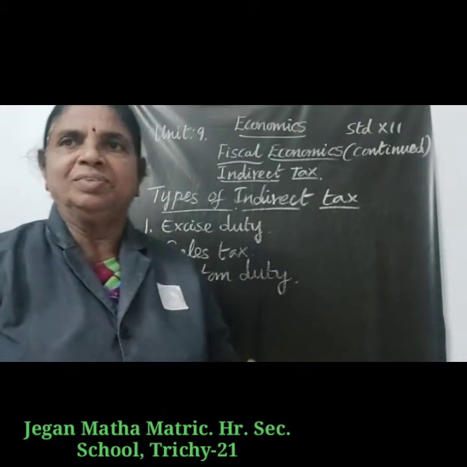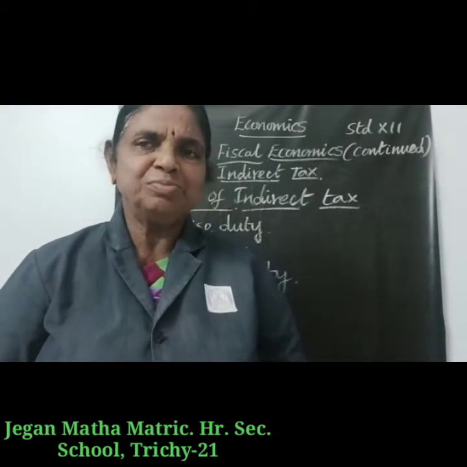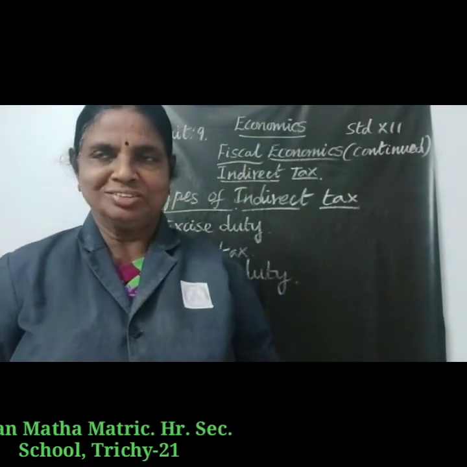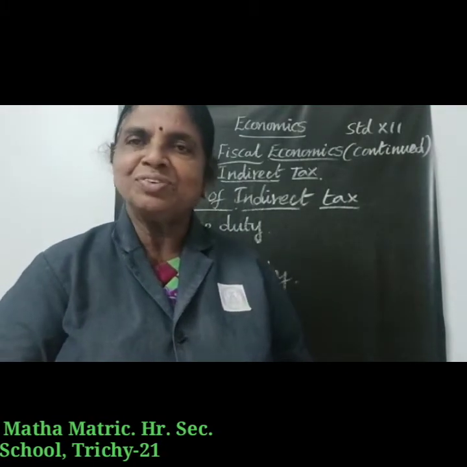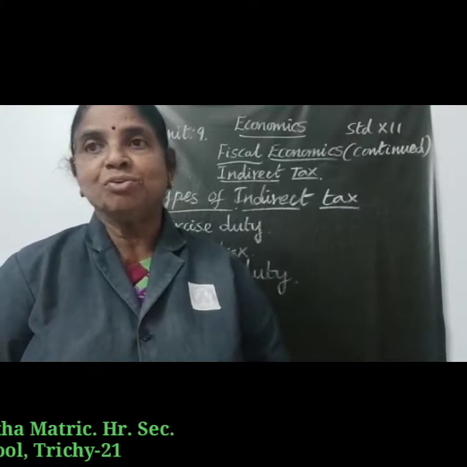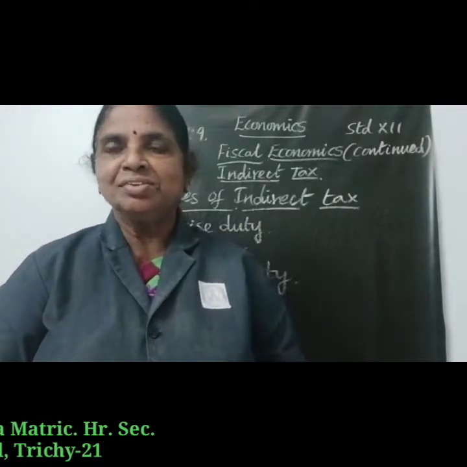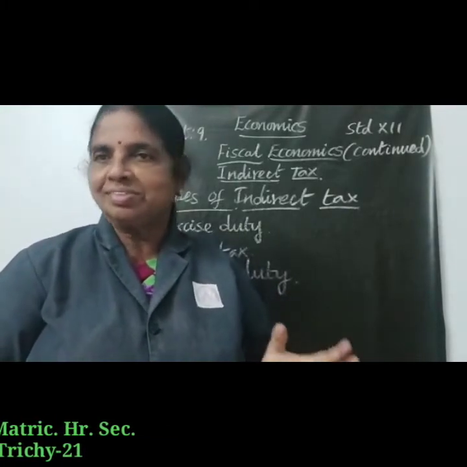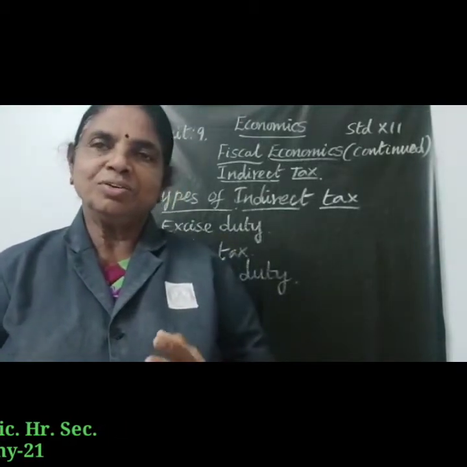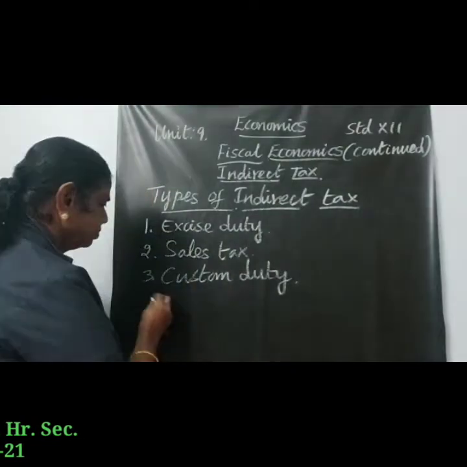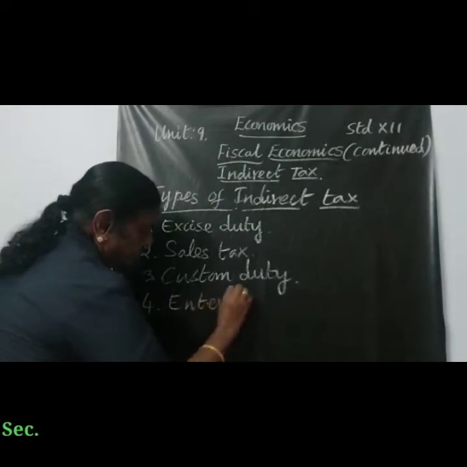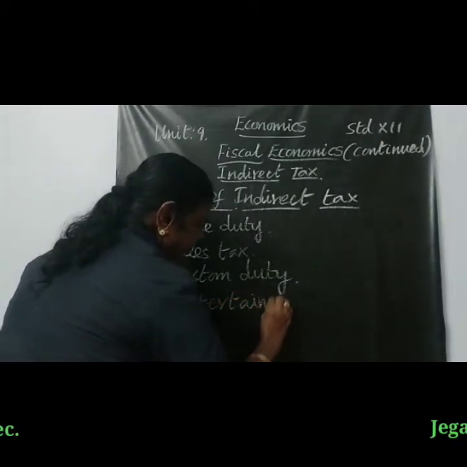And fourthly, entertainment tax. The liability is on the theatre owners, who transfer their tax to the persons who go to the cinema. So the transfer of this tax is done by the theatre owners to the cinema goers.